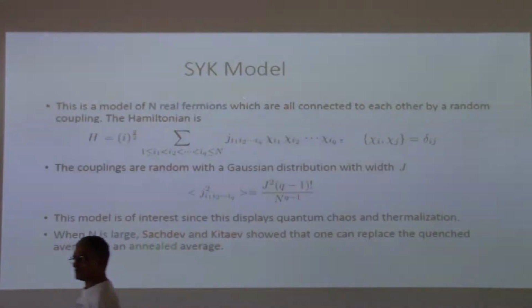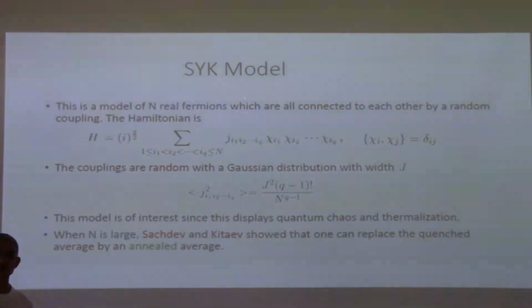So, a brief introduction to the SYK model. It's a model of N real fermions. These are indices of the fermions, i1 through iQ. So it is a Q-fermion interaction with couplings which are random. So it's not a conventional quantum mechanical model because there is this additional probabilistic element: the couplings have to be drawn from a Gaussian distribution with some weight which is given by a scale which I call J.